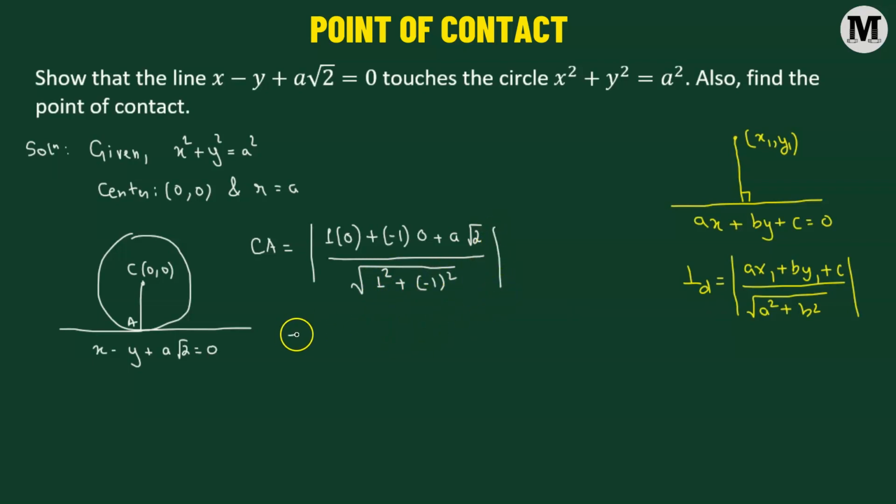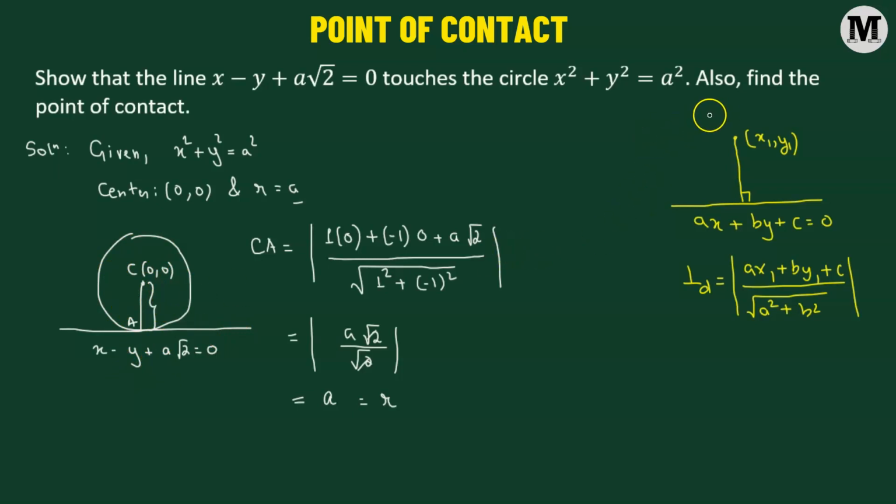So let's further compute this value. We have 1 times 0 and -1 times 0, they are both 0. So we have a times square root of 2 divided by square root of 1 squared plus -1 squared, which is simply square root of 2, which means that the perpendicular distance comes out to be a. Now this is nothing but the radius of the circle. So we are getting the perpendicular distance CA exactly equal to the radius of the circle, which tells us that indeed the line is going to touch the circle. So we have proved the first part.